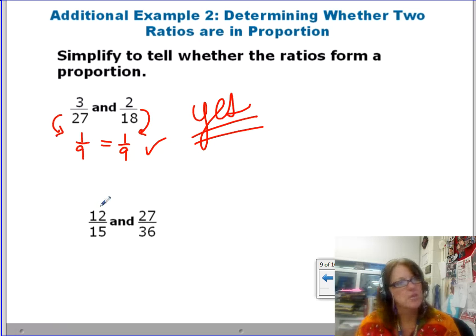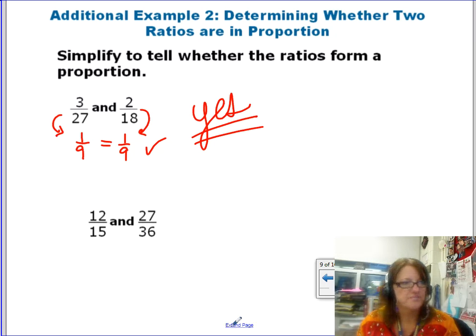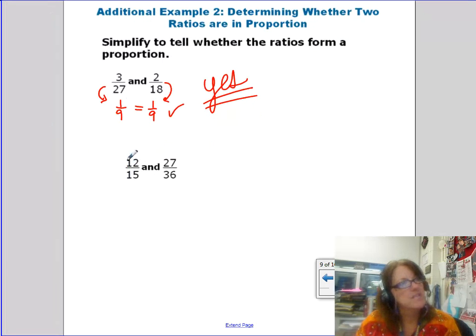12/15 and 27/36. Yowza, that's a lot to say. Okay, 12/15. So look at that. I'm thinking, oh, factor a 3. And if I factor a 3 out of here, my numerator would be 4. My denominator would be 5. Okay? So 12/15 is equivalent to 4/5.